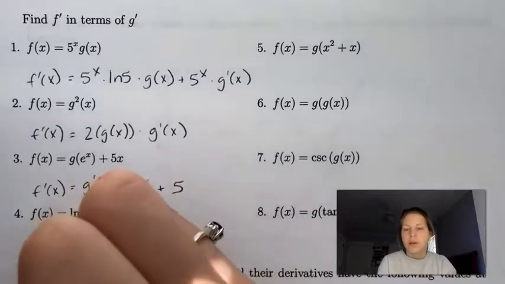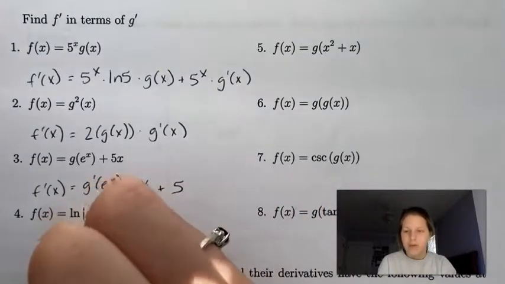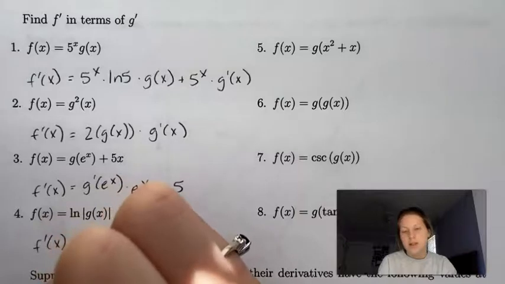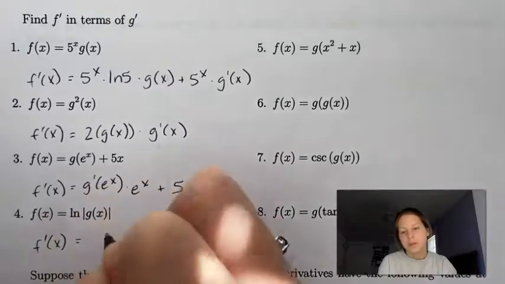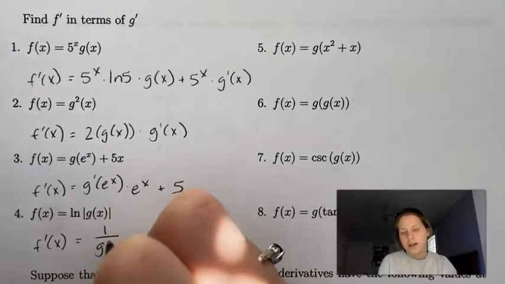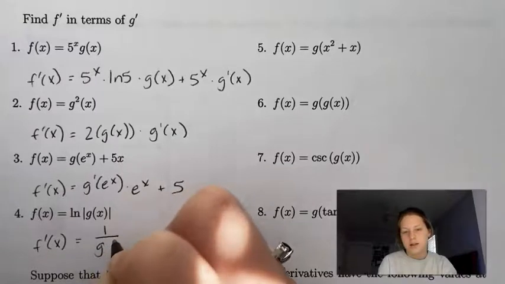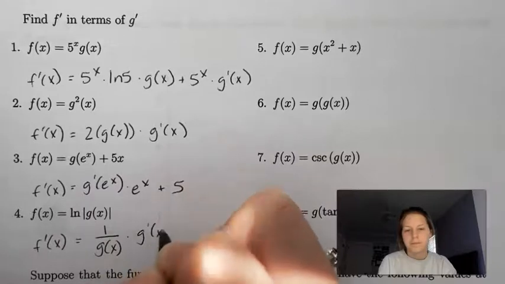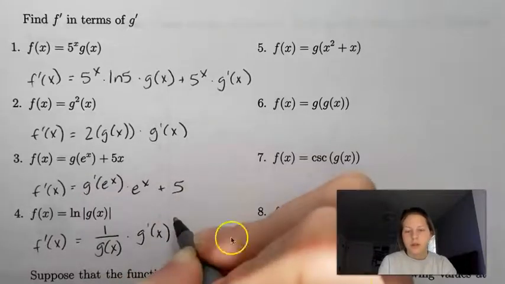Okay, then number four, another chain rule question. And so we will end up with f prime of x is equal to 1 over g of x times g prime of x. So here, the derivative of ln of something is 1 over, so 1 over g of x, and then times the derivative of the inside function, which is g prime of x.